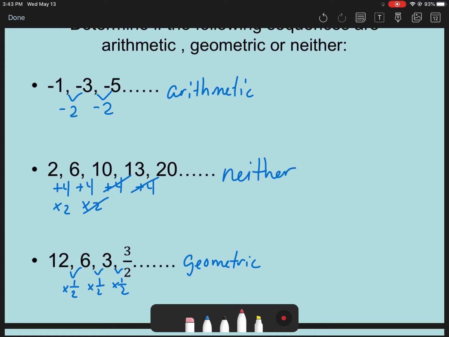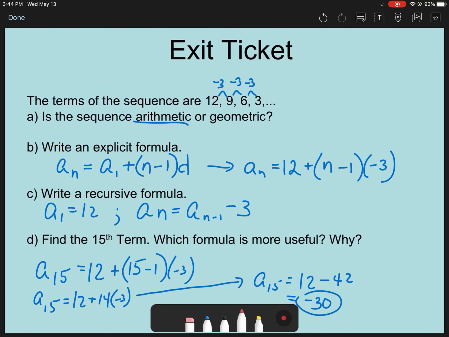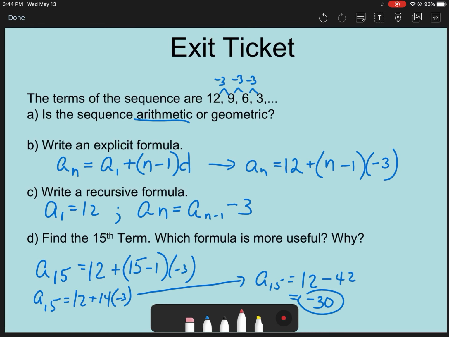Notice for the first two, you can add 4, but after that, it doesn't work. And you can't multiply by anything to get to each term. So it's neither for that one. The third one is geometric because we're multiplying each term by 1/2. Okay. And this is everything worked out for the exit ticket.